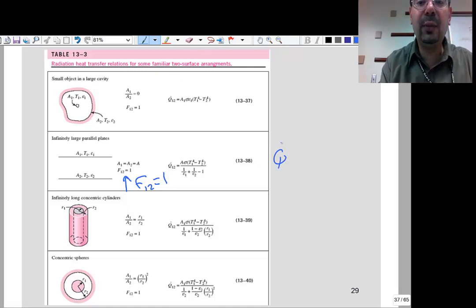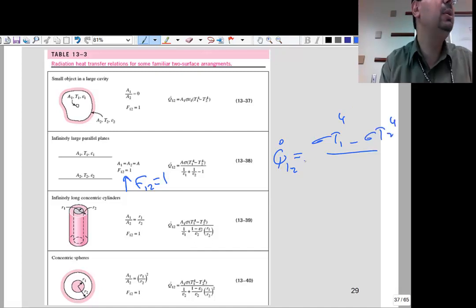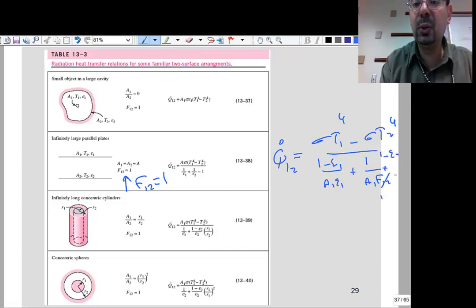So you can follow that formula and say Q12 is sigma T1 to the power 4 minus sigma T2 to the power 4, that's EB1 minus EB2, over 1 minus epsilon 1 over area 1 epsilon 1, plus 1 over area 1 multiplied by F12, which is 1, plus 1 minus epsilon 2 over area 2 epsilon 2.